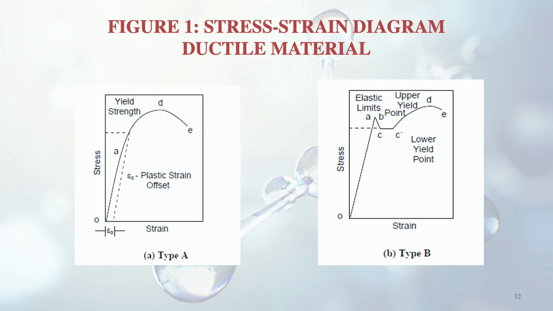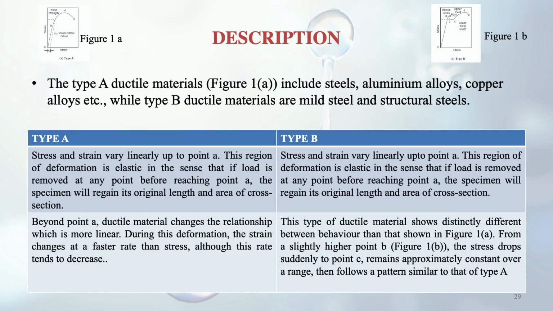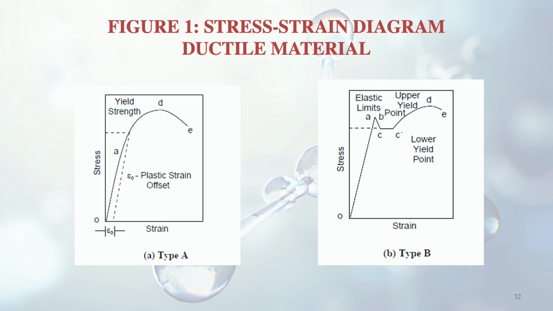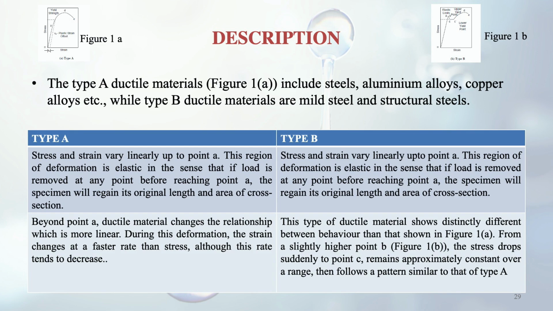And now what happens in type A after the point A? Beyond point A, the ductile material changes the relationship, which is no longer linear. During this deformation, the strain changes at a faster rate than stress, although this rate tends to decrease. This is for the type A material. And for type B material, now the difference comes in. We can see that in case of type B, the stress drops suddenly to a certain point C in the figure, remains approximately constant over a certain range, and then follows a pattern similar to that of type A. So this is a little difference between type B and type A ductile materials.